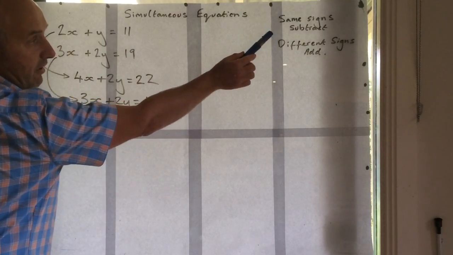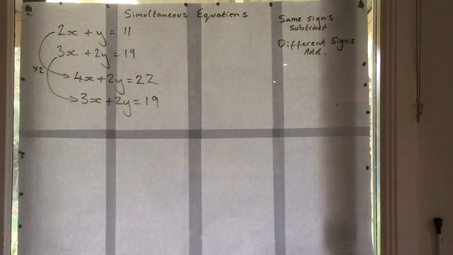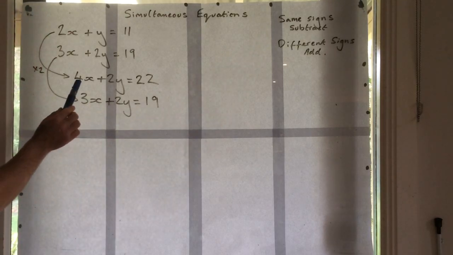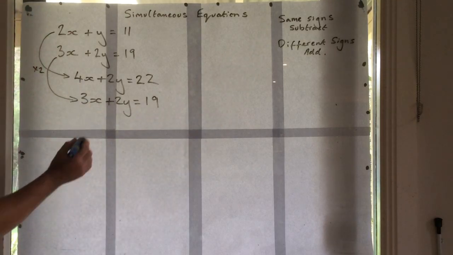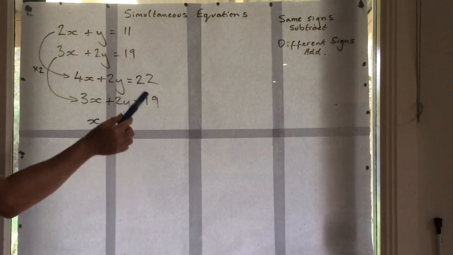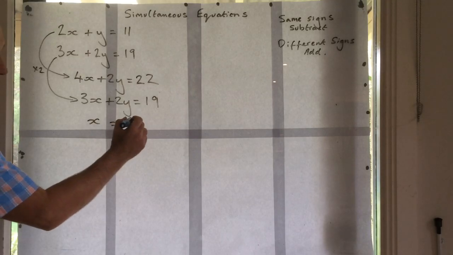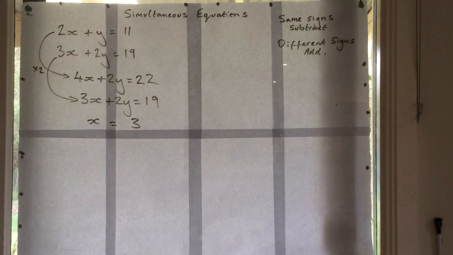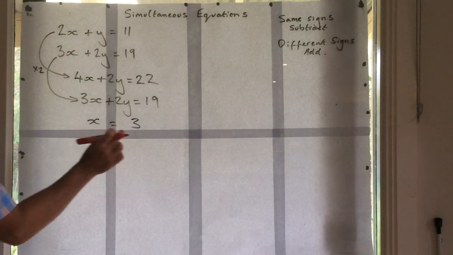So same sign, we subtract. So let's subtract these. 4x minus 3x is x. 22 minus 19 is 3. So I think x equals 3. So now I'm going to substitute x equals 3 into one of these first equations. So x equals 3.